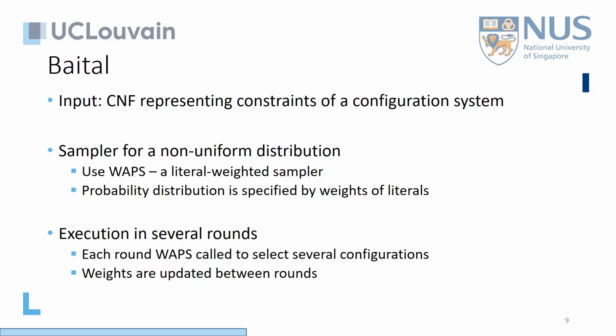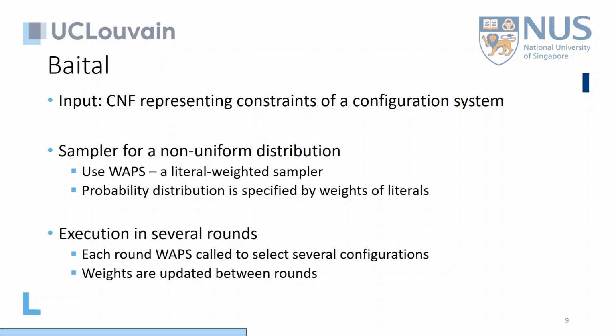So we have implemented our approach in a tool which is called Baital. It takes as input a CNF formula representing the constraints of a configuration system. Most of the uniform sampling tools take the same input. In our tool, we are required to have a sampler that can select configurations with a non-uniform distribution. We use an open source tool which is called WAPC, which is a literal weighted sampler. So the probability distribution in the sampler is specified by assigning weights to literals, so to a variable of the CNF formula and a weight to the negation of this variable.